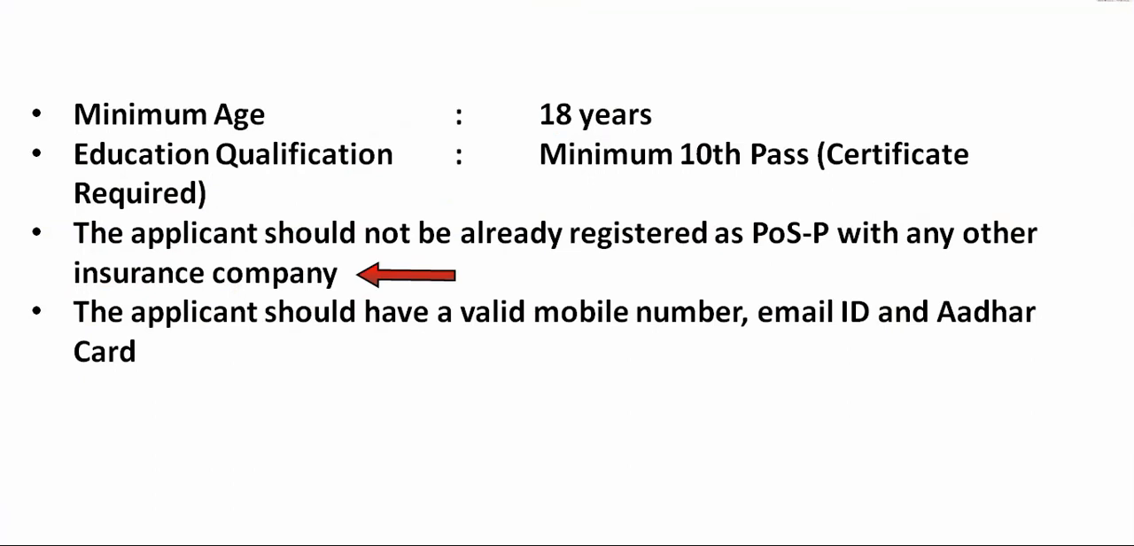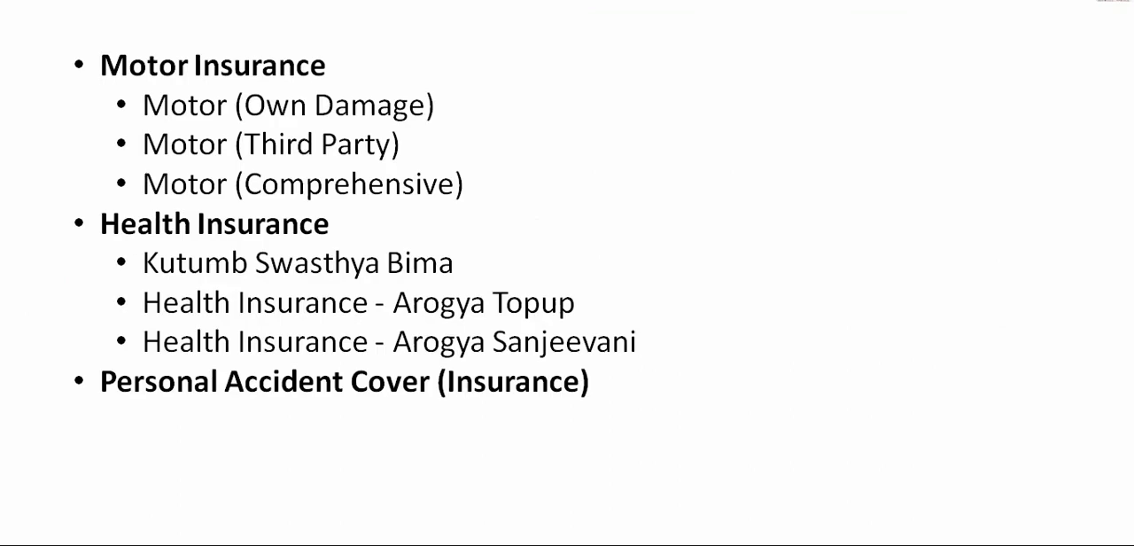Applicant should not be already registered as a POSP with any other insurance company. The applicant should have a valid mobile number, email ID and Aadhaar card. After the successful registration, registered merchant can sell motor insurance, health insurance and personal accidental insurance. So let's see the whole process.